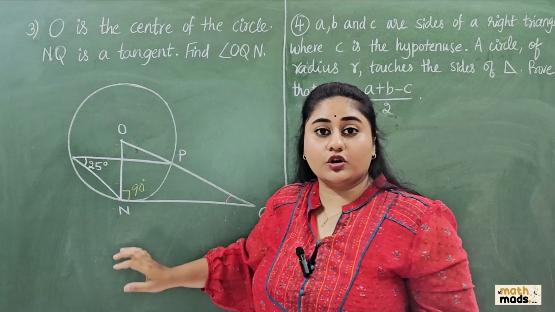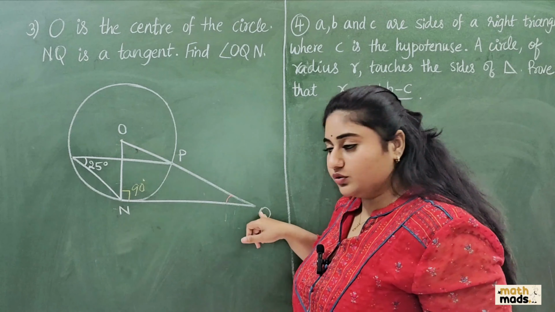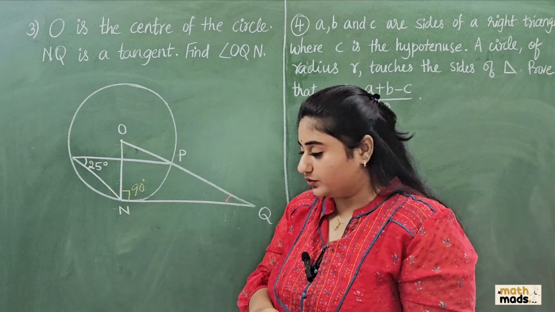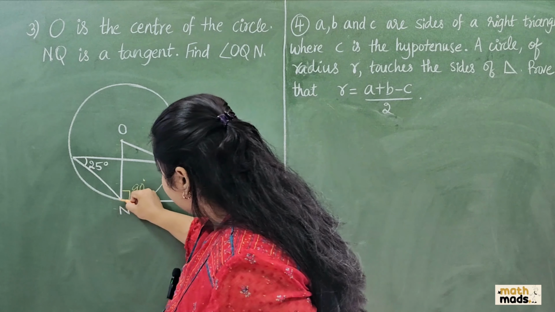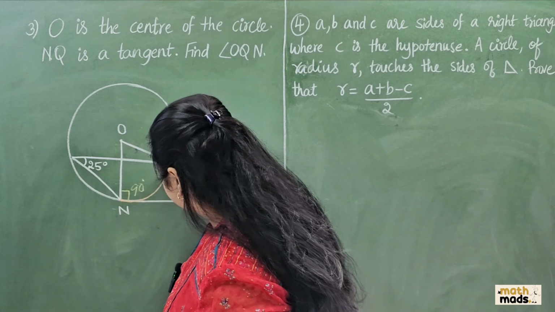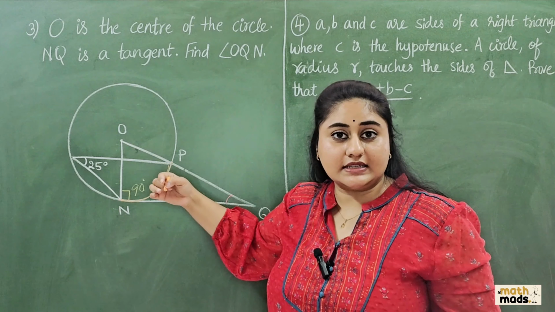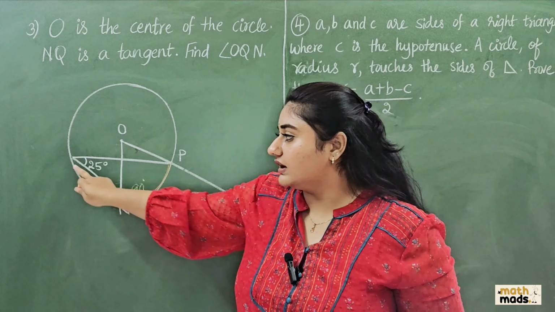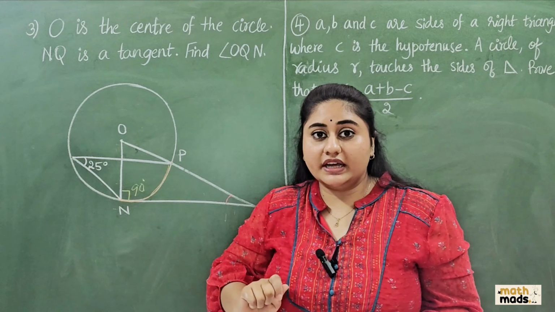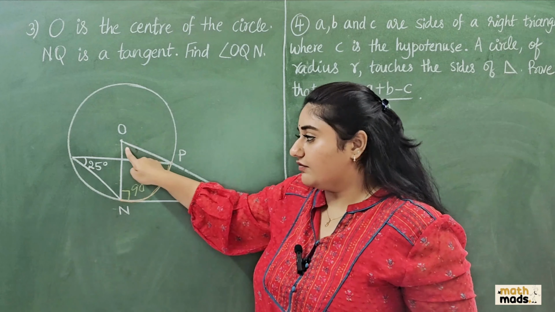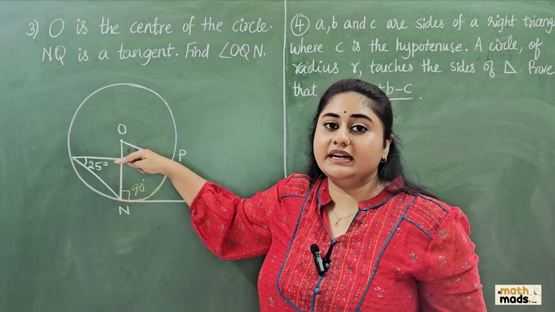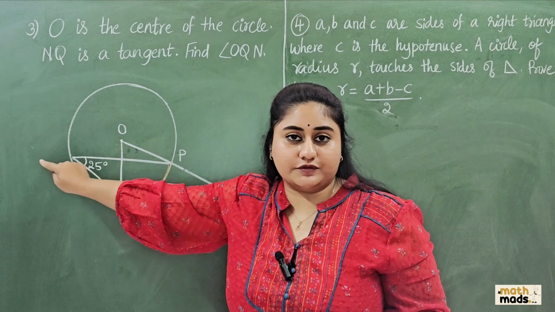So if I find out what is the measure of angle NOQ, it's easy for me to find angle Q. If you observe this arc NP, you can see that it is subtending two angles, one at the center and one at the circumference. And we already know from the previous problem that the angle at the center will be double the angle at any part of the circumference.